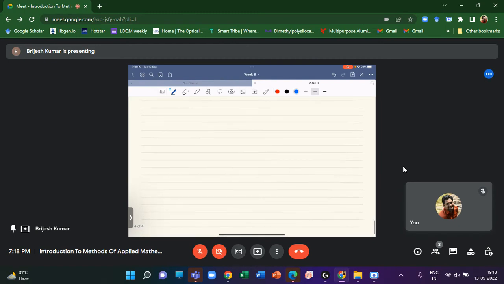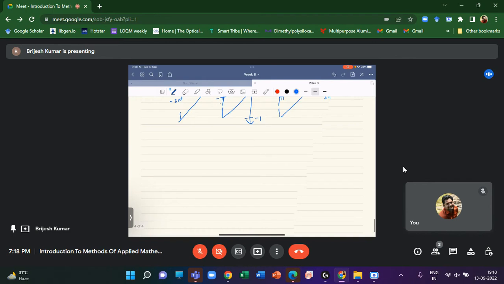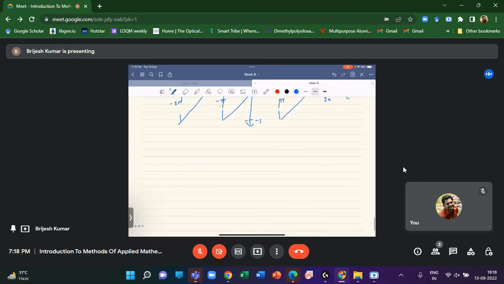If we take another example, question 2, we have to just sketch the function f of t equal to 0 for t less than 0 and f of t equal to 1 for t greater than 0. So the fundamental period is minus 1 to 1.